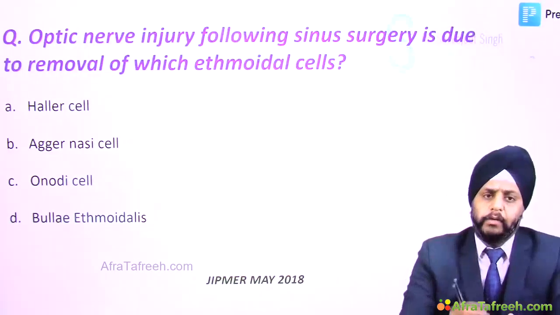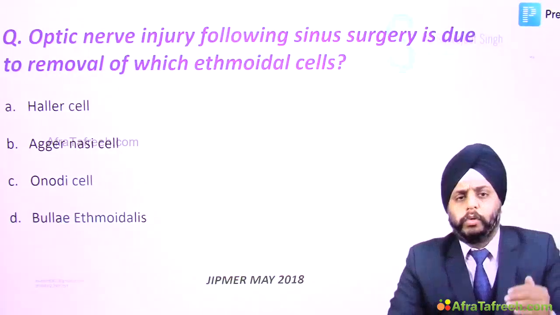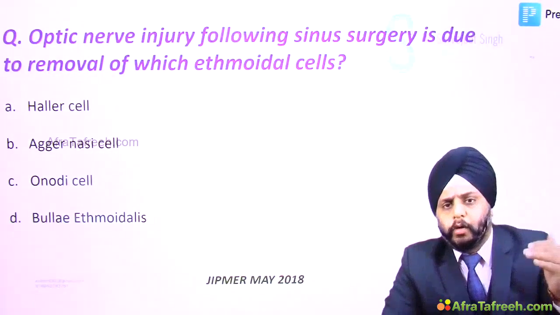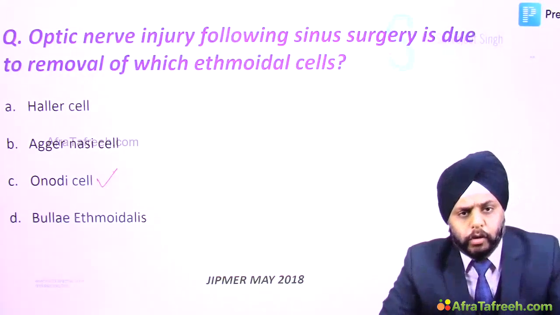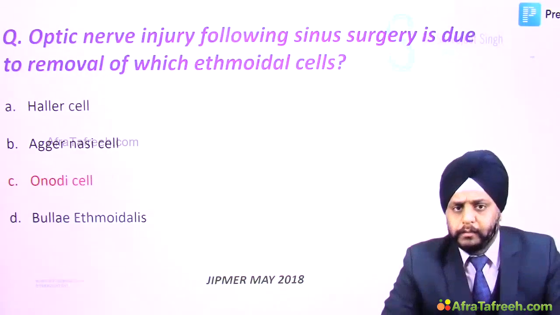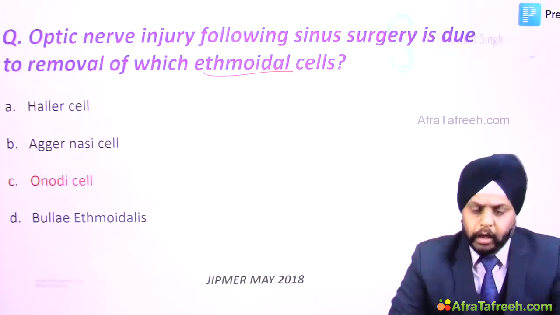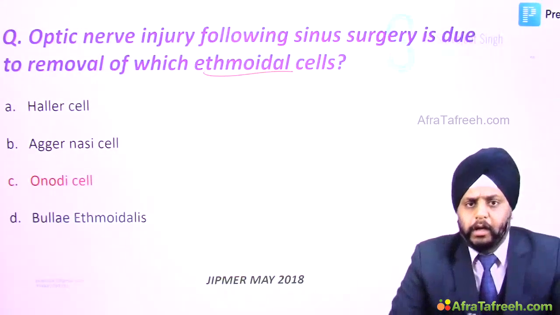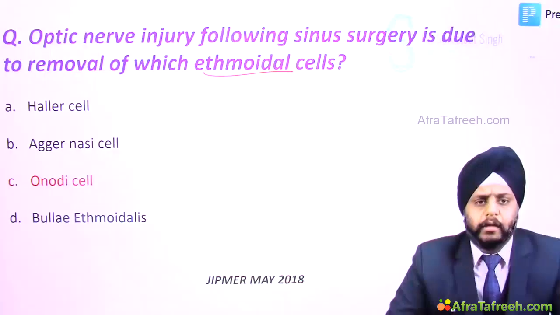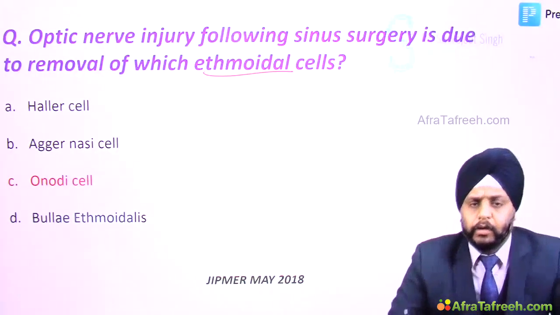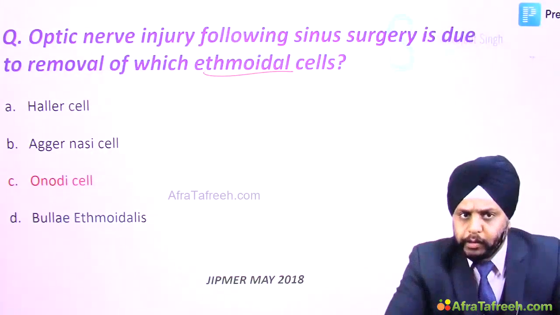Okay, so they have clearly mentioned that there is an optic nerve injury and the patient has undergone sinus surgery, due to removal of which ethmoidal cell? So we know which ethmoidal cell. The answer is of course the Onodi cell, right? If the Onodi cell was not mentioned and they had not asked about the ethmoidal cell, but only which sinus, then we would have marked sphenoid sinus. But they have specified ethmoidal cell and the answer is the Onodi cell.